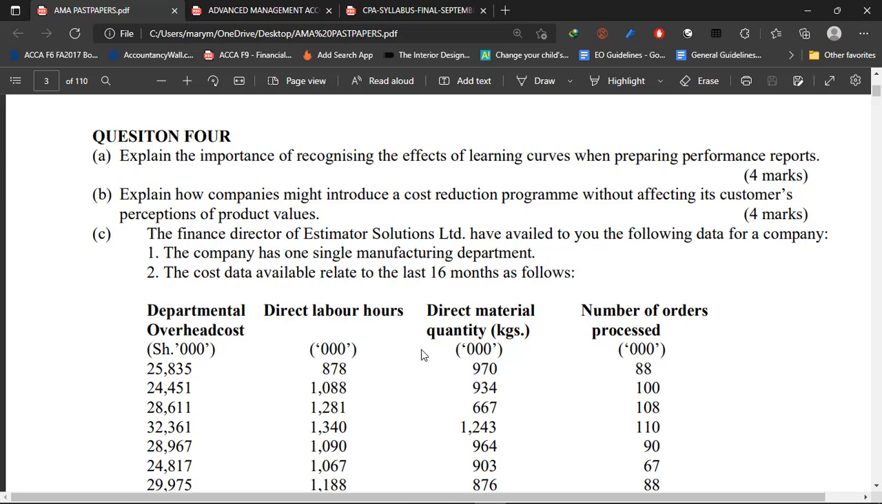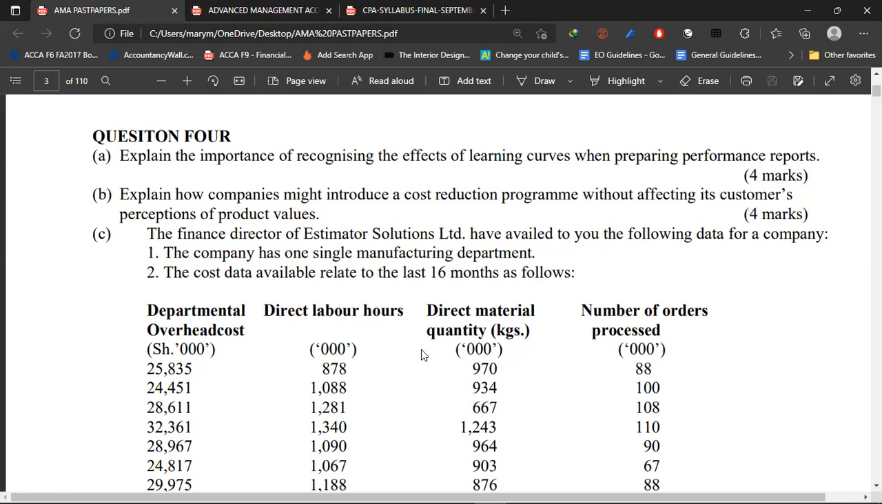Remember, we have been told to explain the importance or recognize the effects of the learning curve when preparing performance reports. We shall go there. And explain how the company might introduce a cost reduction program without affecting its customers' perception of product value. This is a question of application. For example, we might be changing the suppliers. The new suppliers who are engaged in the production of the new products might have a lower offer price, and therefore not affect the quality of the product.